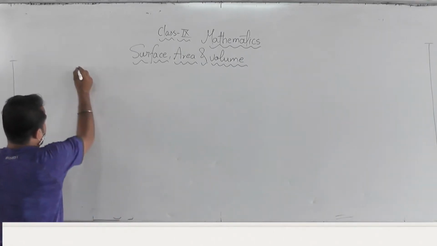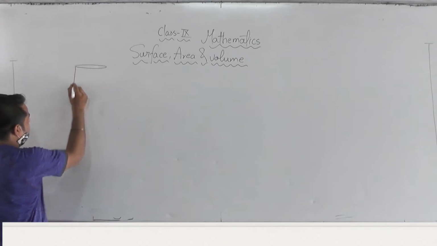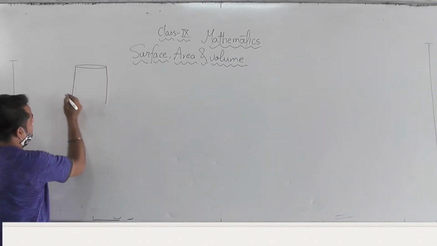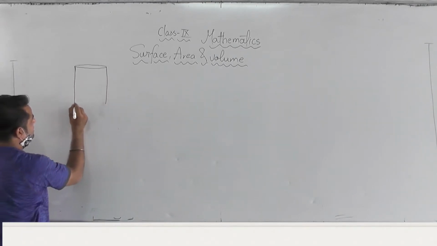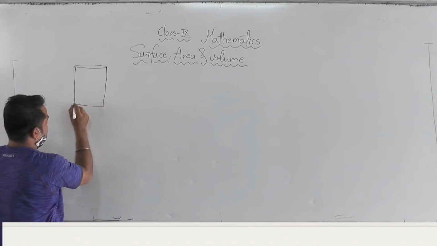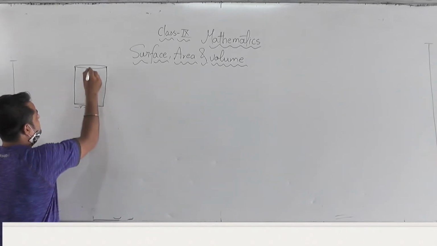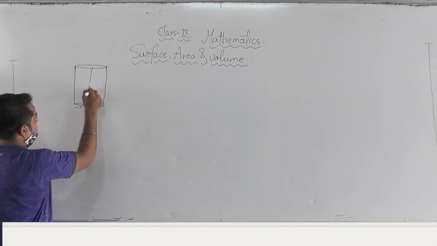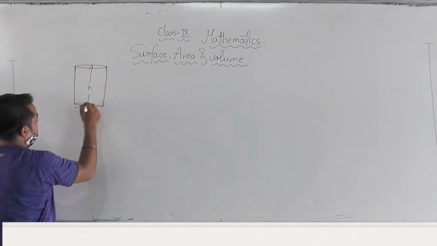Now what is a cylinder? A cylinder is a circular object which has a curved surface. It has two dimensions: one is the radius of the base, and the other is the height of the cylinder. Now remember this thing.